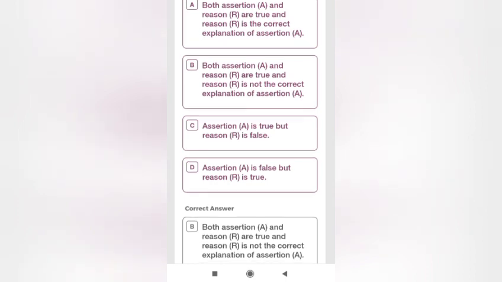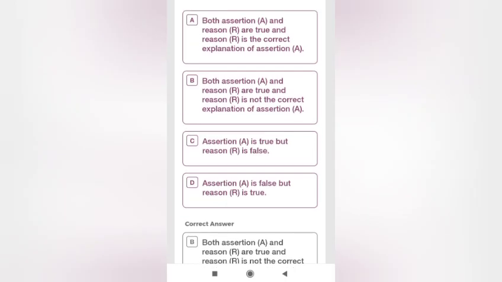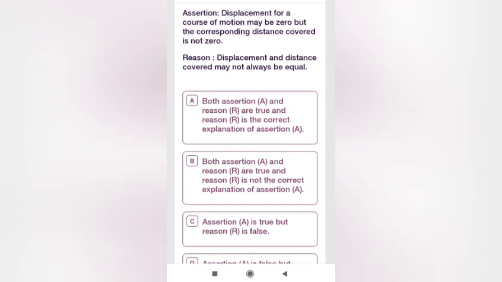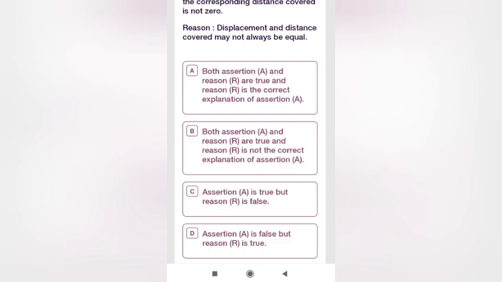So we can say option B, because the assertion is true and the reason, that displacement and distance covered may not always be equal, is also true. They cannot always be equal. Distance can be greater than or equal to displacement, but displacement can't be greater, only distance can be greater or equal. But we say displacement for a course of motion may be zero. How it is zero, we did not justify, and therefore this is not the apt reason for the assertion.